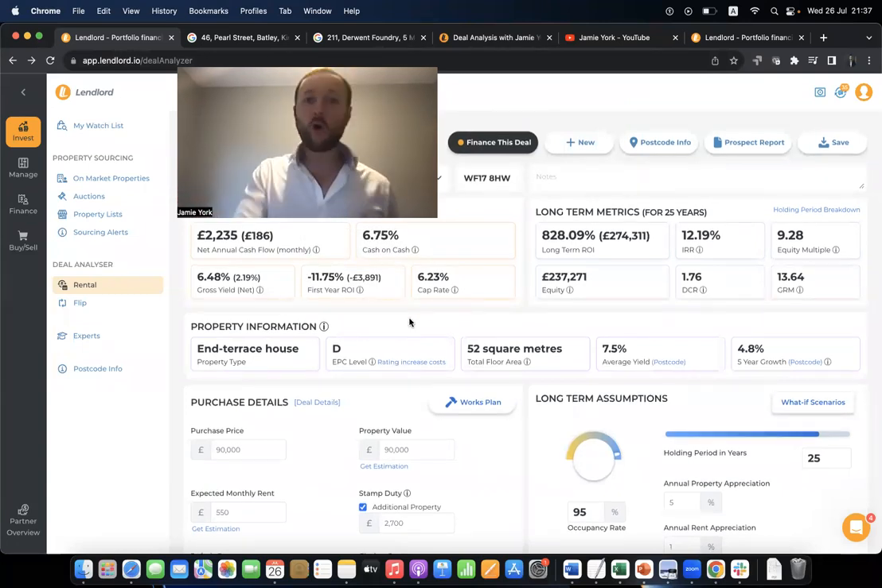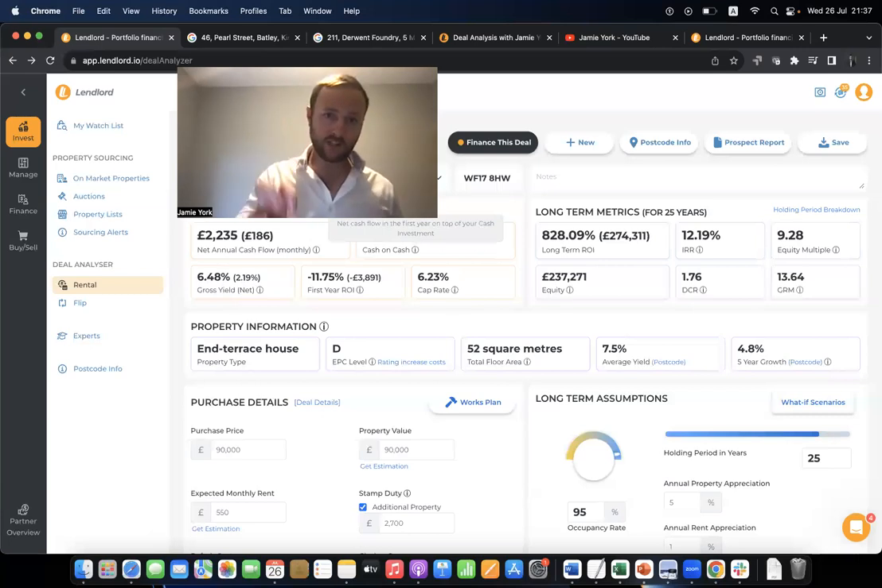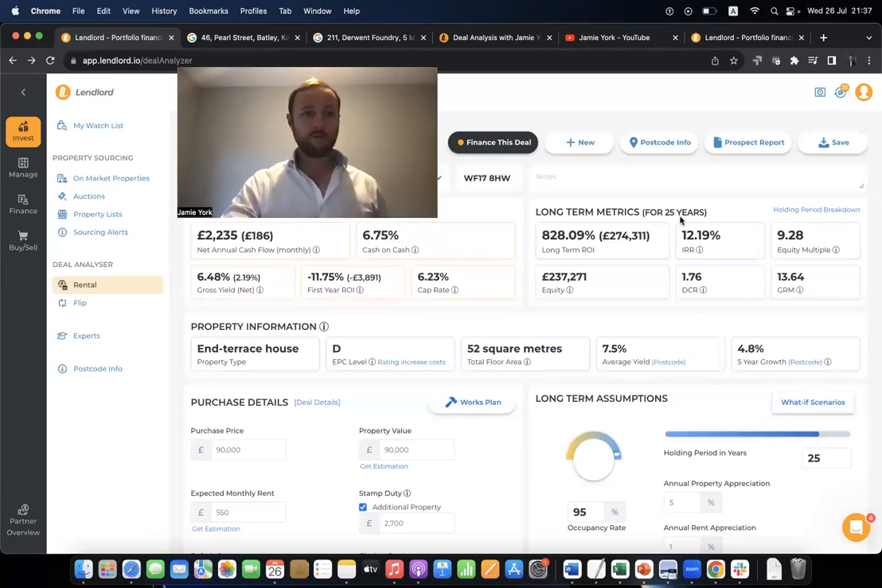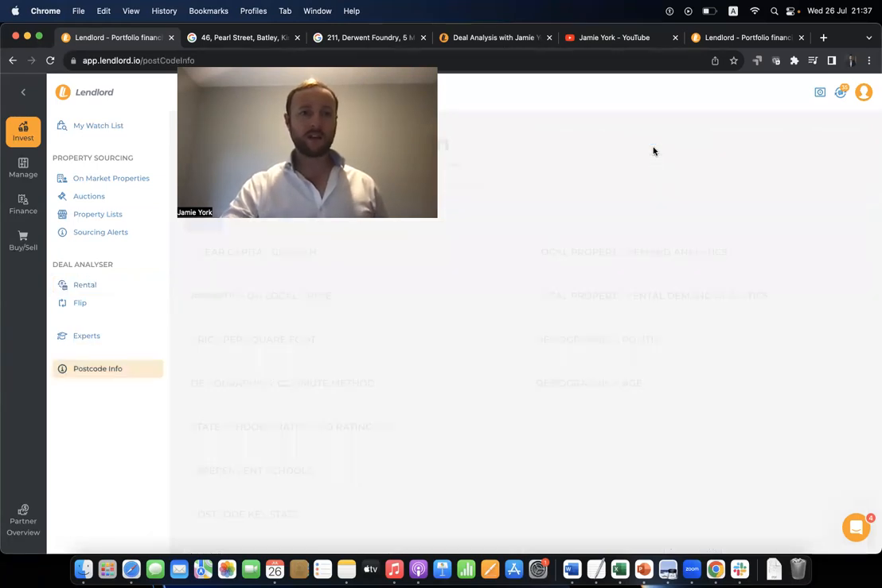But you can also offset all of those paper losses against any profit as well. So there's massive tax savings. But yeah, those are all the things that I would be thinking about.